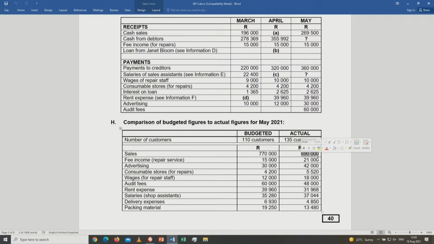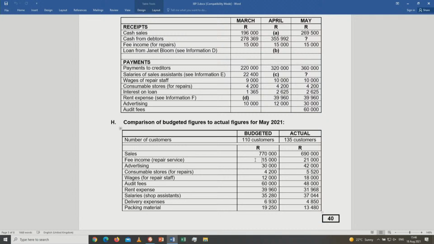Remember, budgeted sales for the customer was, let us check the 770,000. And then compare it, divide it with 110. Then we can get averagely how much was the business expecting per customer. 770,000 divided by 110 is 7,000, meaning per customer the business was expecting around 7,000.